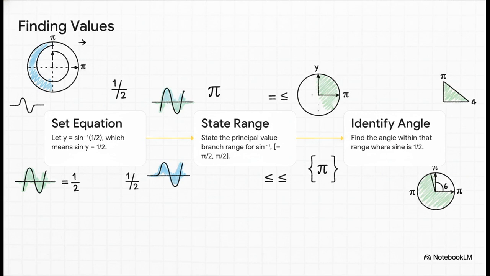Step 1. Set up your equation. Let y equal sine inverse of 1/2, which means sine of y equals 1/2. Step 2. Write down the principal value branch. Explicitly state for the examiner that the range for sine inverse is -π/2 to π/2. Show them you know the rules. Step 3. Simply identify the angle within that specific range that gives you a sine of 1/2.